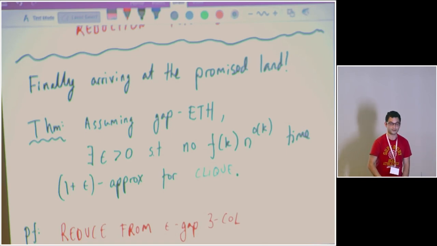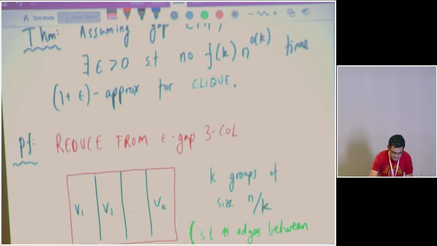And the way we do this is reduce from epsilon gap 3 coloring, in the same way that you reduce to clique from 3 coloring, except that there are some minor annoyances. Okay, so let's handle those. So how do we do this?